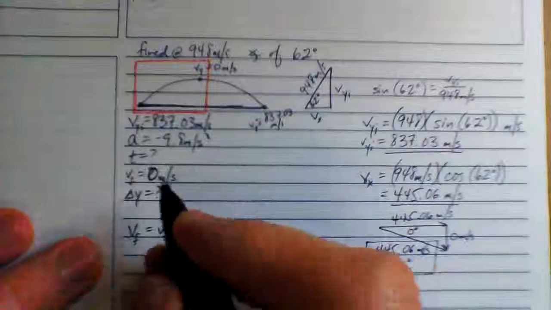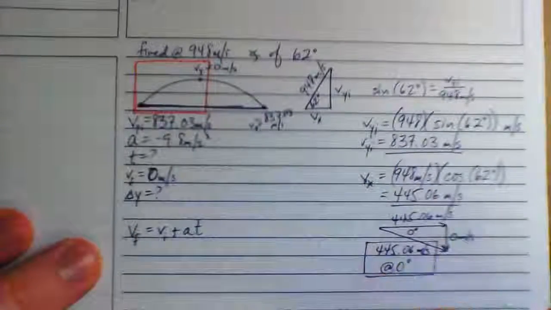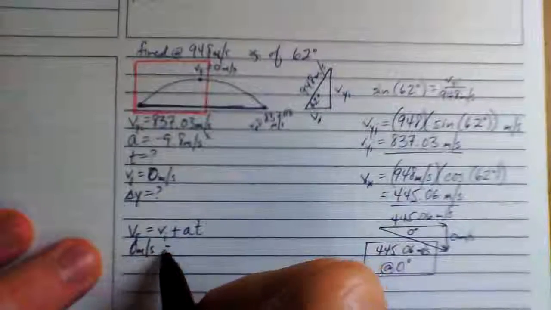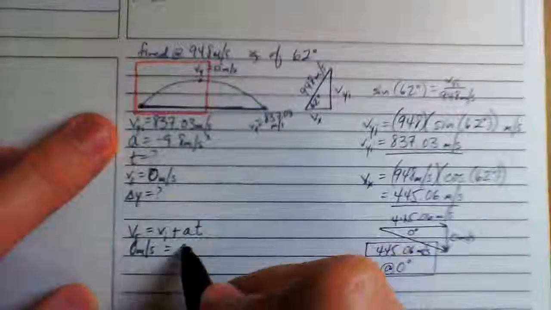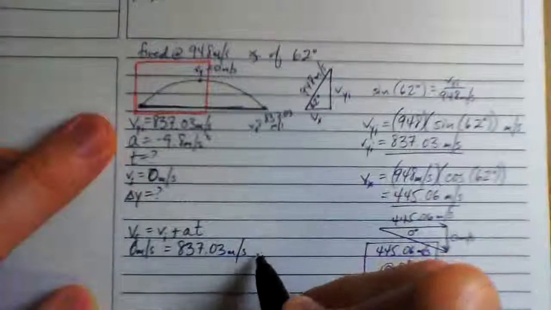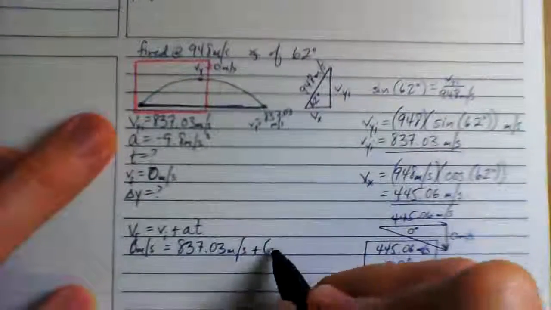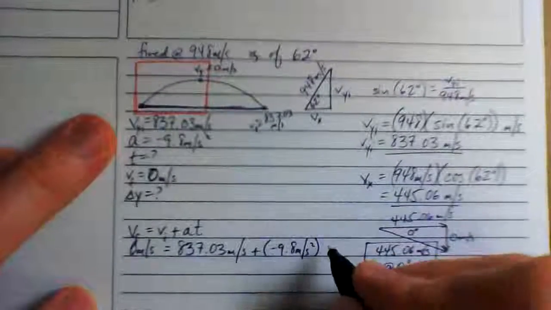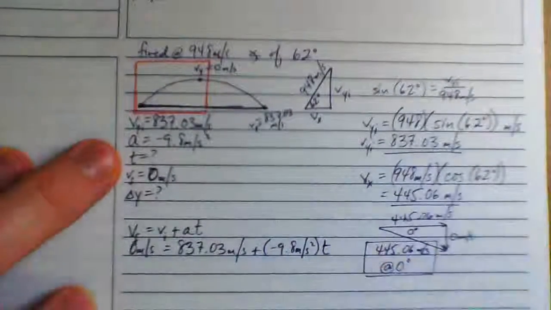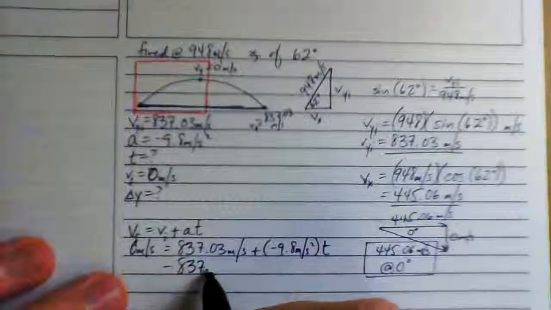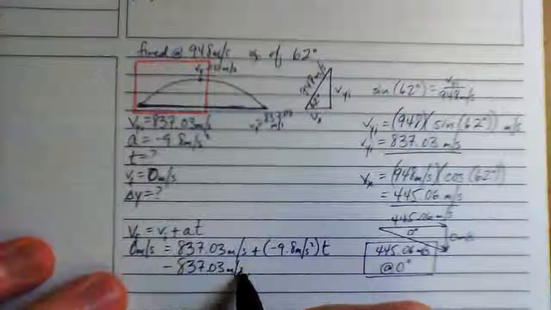Vf is 0. Normally I'd go ahead and cross through that, but since it is the only thing on the left side, I'm going to say 0 meters per second equals my initial velocity, 837.03 meters per second, plus, parentheses, negative 9.8 meters per second squared times time. Alright, so that means I'm going to subtract 837.03 from both sides.